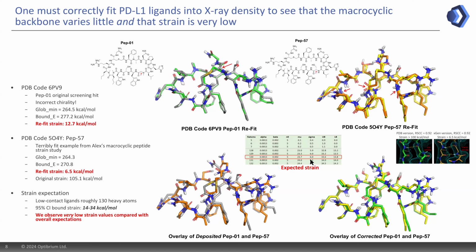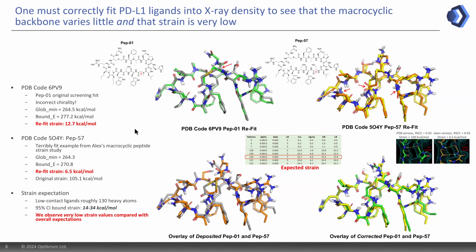So out of our paper where we developed a model of how size of ligand relates to expected strain, what we know is these things are about 130 non-hydrogen atoms. Given that, we expect that the strain should be around 25 or 24 kcals per mole, and the lower and upper bounds are about 14 to 34 kcals per mole. What we find, and this is something that Ann and I have seen many times now in PeptiDream hits, is that they tend to have very low strain, below the lower bound of expectations based on what's in the PDB.